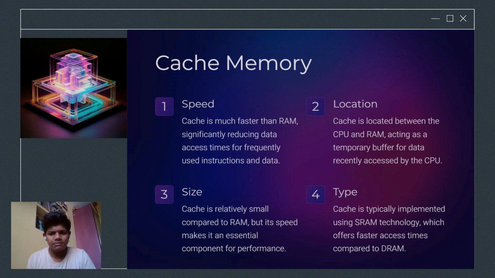Then type of cache memory. Cache memory is typically implemented using SRAM technology. SRAM stands for static random access memory, which offers faster access compared to DRAM. DRAM means dynamic random access memory.